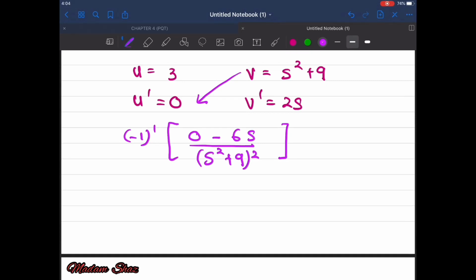Now you have to simplify. Negative 1 the power of 1 multiply inside with the negative 6s, so negative negative will become positive. The answer will become 6 over s square plus 9 the power of 2. So this is the answer for example B.